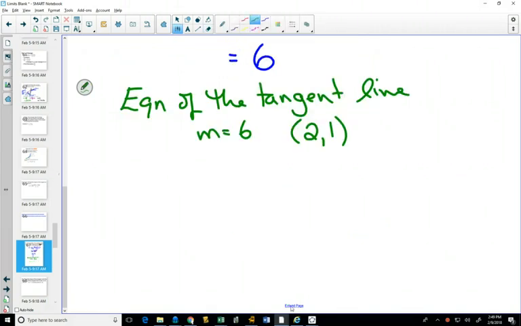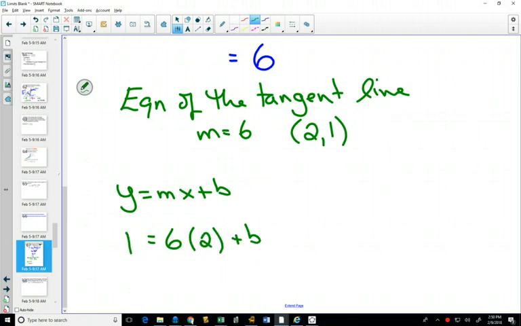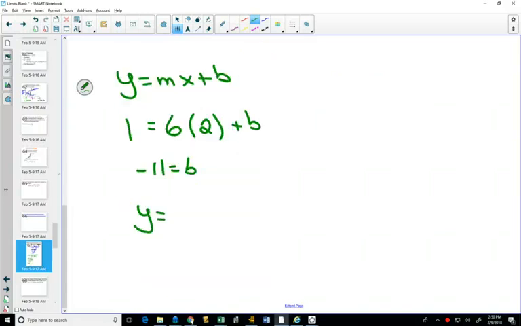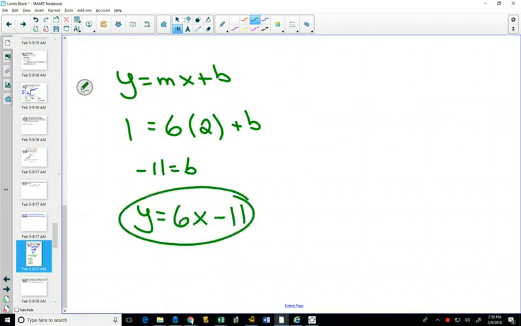Well, there's two different formulas that you may remember from grade 10 that you might use. Some of you might decide, I want to use y equals mx plus b. If you use y equals mx plus b, what do we know? We know the slope is 6, and we know a point. That means when x is 2, y is 1. So I can plug in 2 for x, 1 for y, and the only thing I don't know is b. I can solve for b. Negative 11 equals b. So then I can write my equation of the line as y equals 6x minus 11.